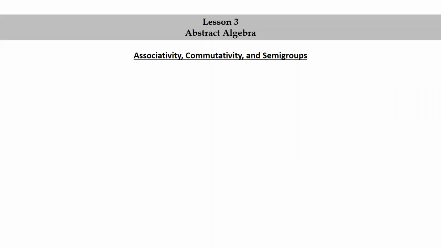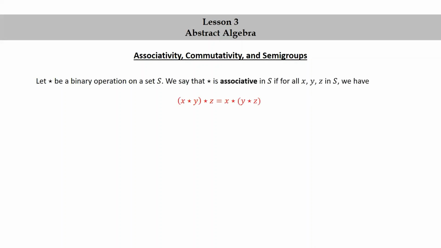Associativity, commutativity, and semigroups. Let star be a binary operation on a set S. We say that star is associative in S if for all x, y, z in S, we have (x star y) star z equal to x star (y star z). Notice how the parentheses appear in different positions on each side of this equation.